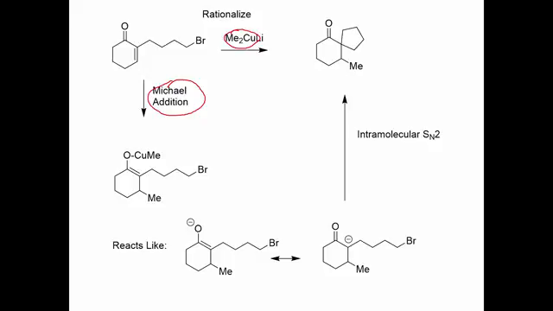This is a copper enolate. Okay, so the metal is copper, not lithium or sodium or a free anion like you've seen before, but you can think of this as being like an enolate. And once you have that, you can do the classic direct or intramolecular SN2 reaction, and that gives you the product that you see there.